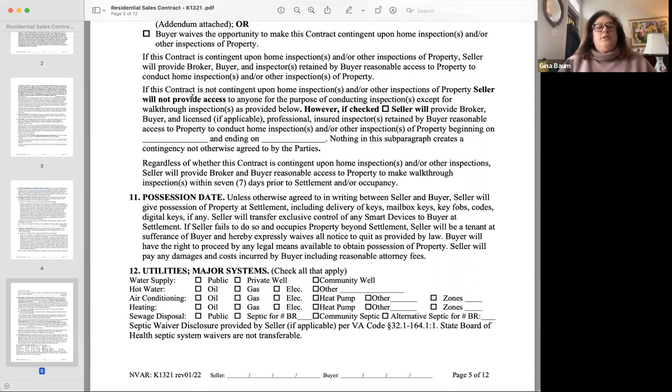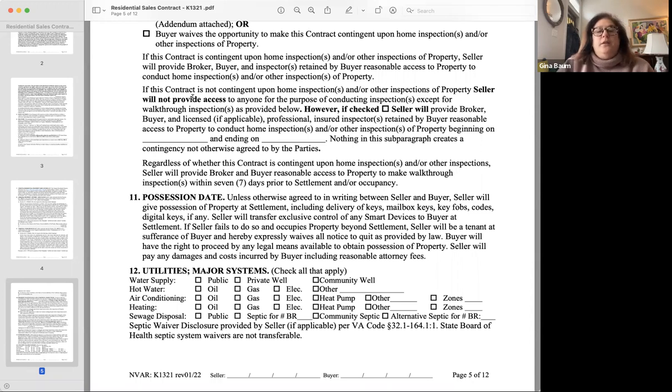If this contract is not contingent upon home inspections and or other inspections of property, seller will not provide access, okay? So if there's no home inspection, there's no access. They need to know that right away. Again, I'm sure it'll come up. Buyers want to show their parents or they want to take measurements or they want to do something. The seller is not required to provide them access to anyone for the purpose of conducting inspections except for walkthrough inspections as provided below.